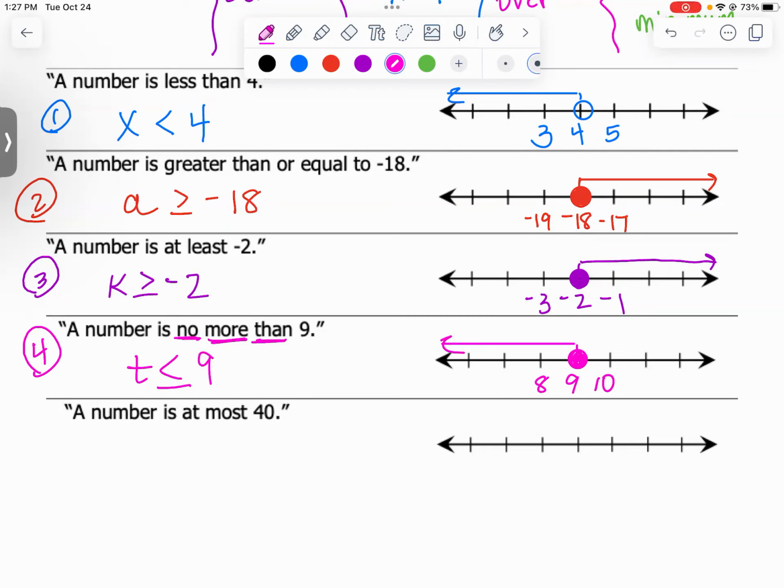Okay. How about you try what I'm going to call number 5? Don't graph it, just write the inequality. It's okay if you're wrong. Just see what it is.